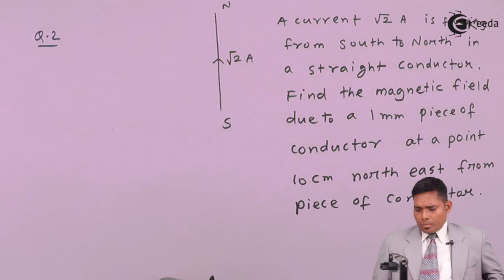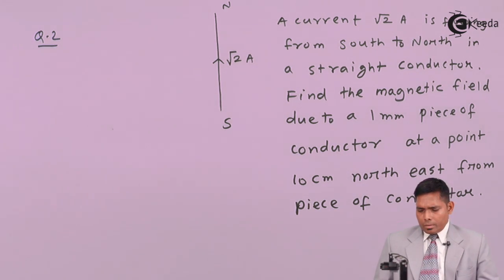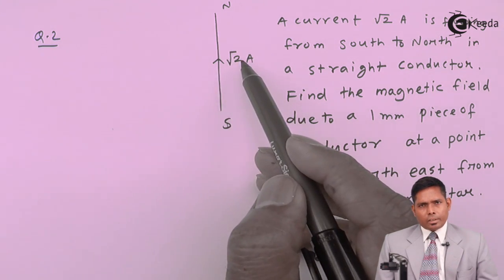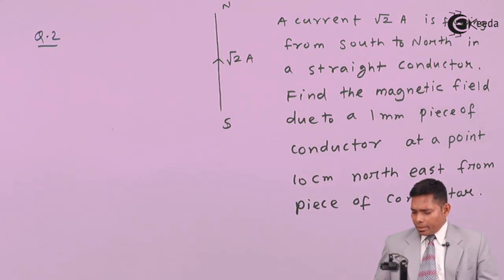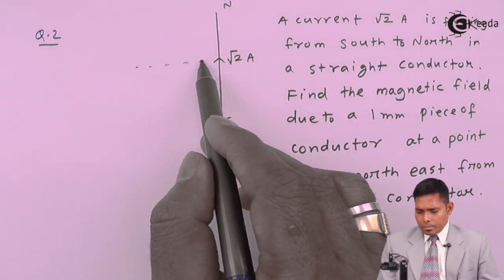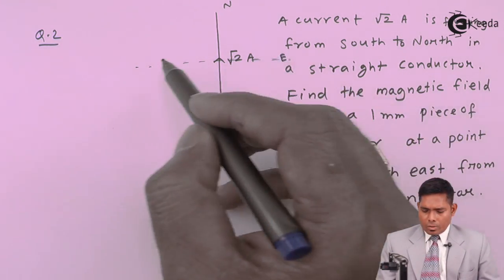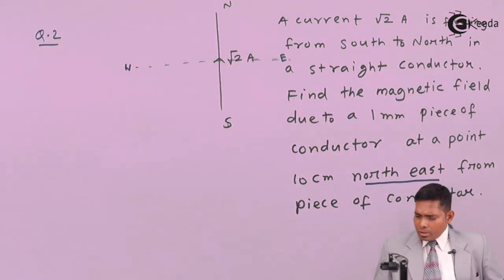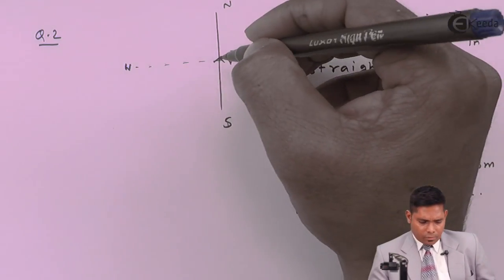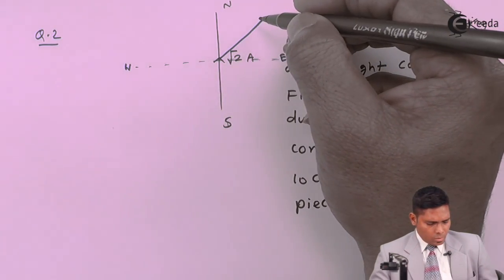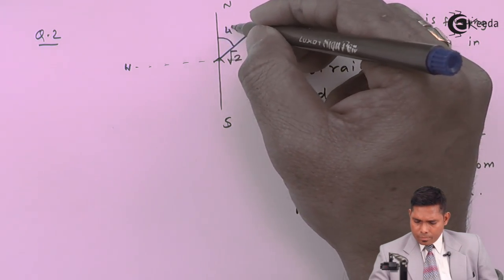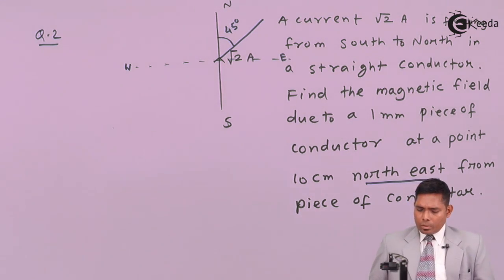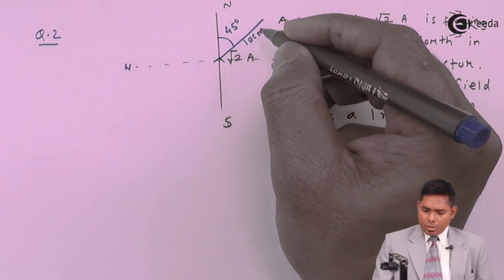Now you have to find the field. This is a conductor which is pointing south to north, and this is the current that is flowing. We have to find the magnetic field northeast. Suppose this is east, this is west, this is north, and this is south. Your question is about the northeast direction. Northeast is 45 degree. So this is 45 degree northeast, and this distance is 10 centimeters from the piece of wire.